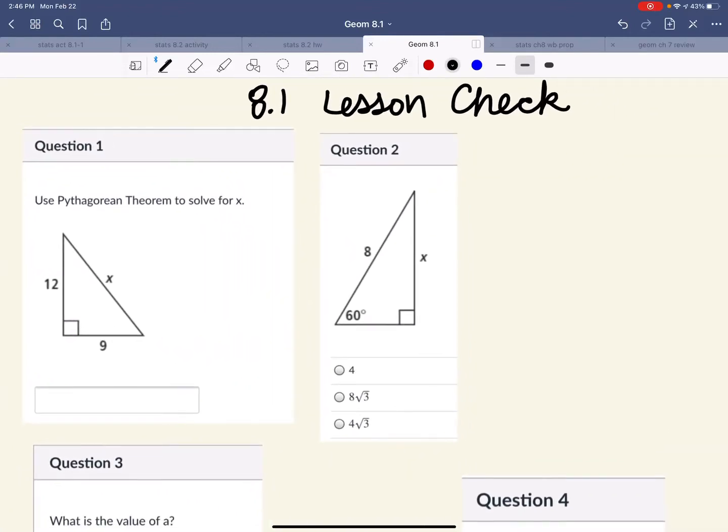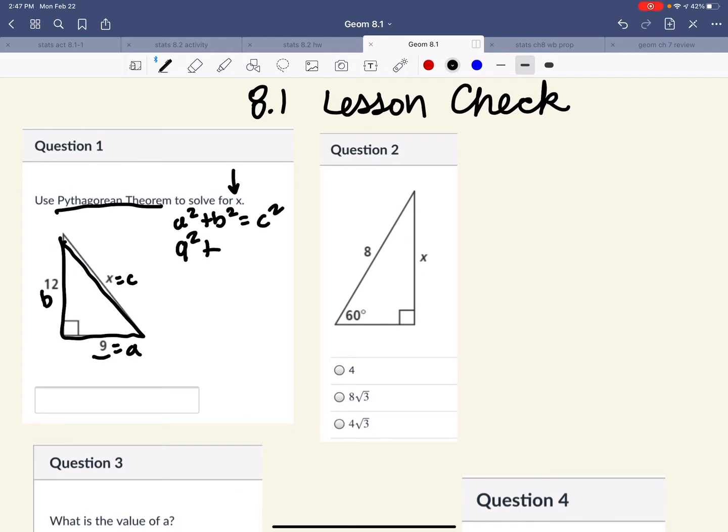So let's get started. It says use the Pythagorean theorem to solve for x. Okay, so we're going to order the sides least to greatest. We'll call that A, B, and C, right? So it looks like A is 9 and B is 12. And C, we don't know. That's what I guess they're calling x.